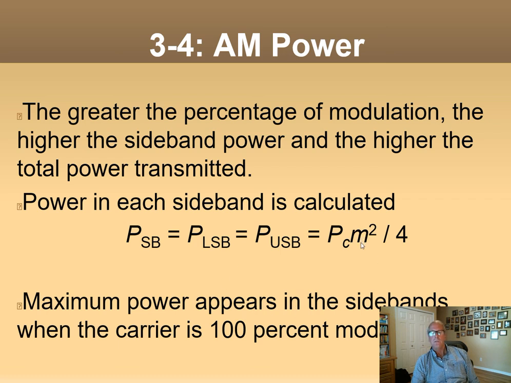So notice the power in the sideband. If M is 1, that means the power in each sideband is the carrier power divided by 4. So we have the carrier power, and then we have 1/4 of that on either side. All of the information is in the sidebands, and they are 1/4 the power of the carrier. So that's not such a good deal. AM is very inefficient.